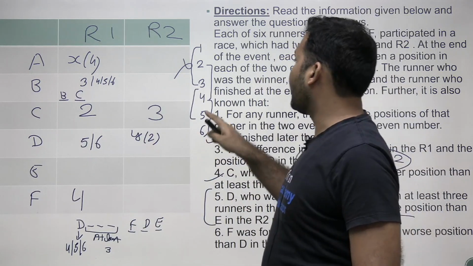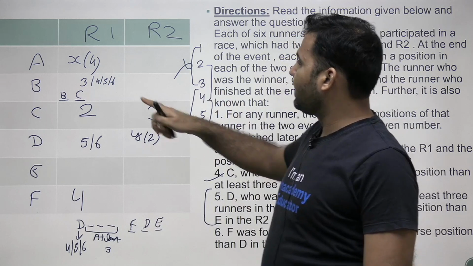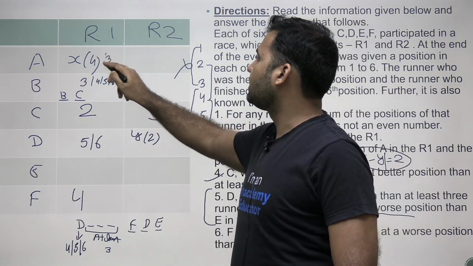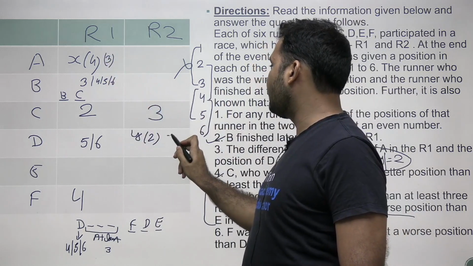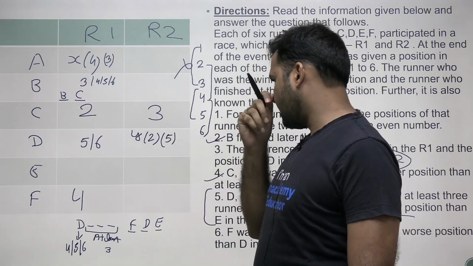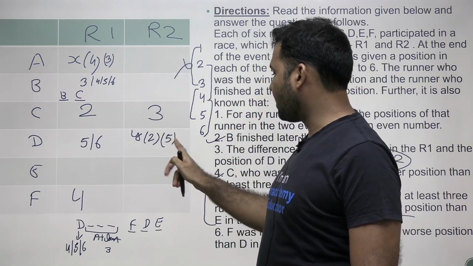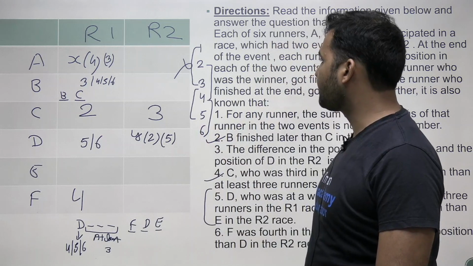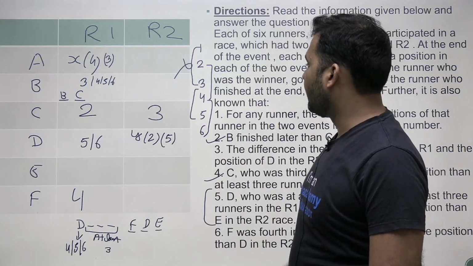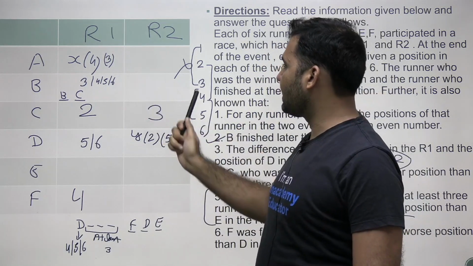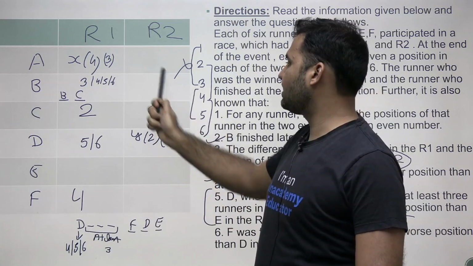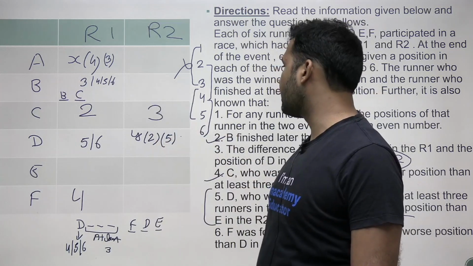Okay, what if I have to take a 3 and 5? If I give 3 to x here, then I need to give 5 to y here. Now D is getting a rank of 5. Okay, that's a possible option. But if I give 5 here, then I need to give 3 here. 5 and 3 will not be possible because 3 has already been used.